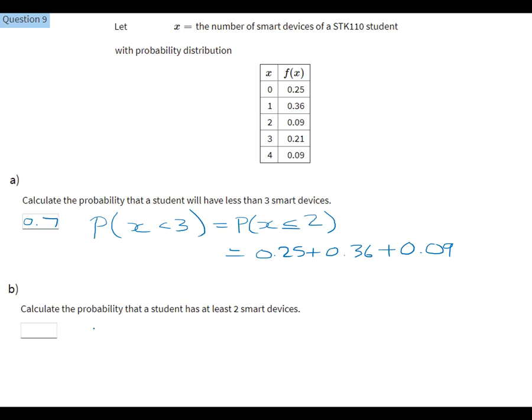Now for the next question, calculate the probability that a student has at least 2 smart devices. So this is the probability that X, at least meaning greater or equal to 2, which means that we can go and just add those values. So 0.09 is the probability that goes with 2, plus the one that goes with 3, which is 0.21, plus 0.09 again for the 4. And that gives us an answer of 0.39.